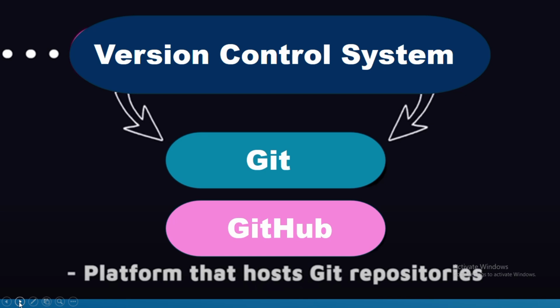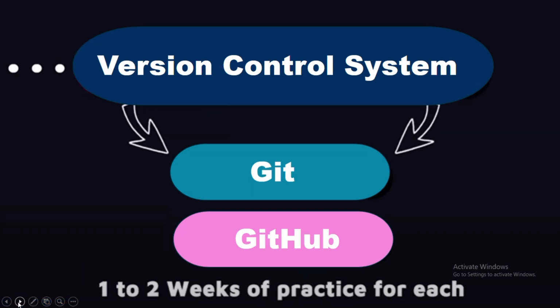So it is a must for you to understand what Git and GitHub are. To learn both of them, it can take between 1 to 2 weeks of practice for each. And if you don't know what Git is, you don't know what GitHub is, or you don't know how to put your files or projects in your GitHub account as a remote repository to host the Git repositories.